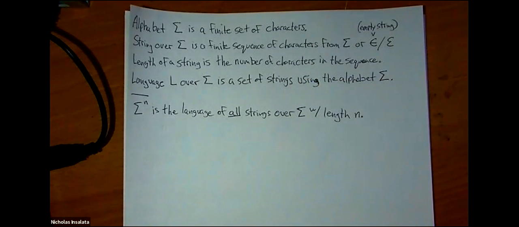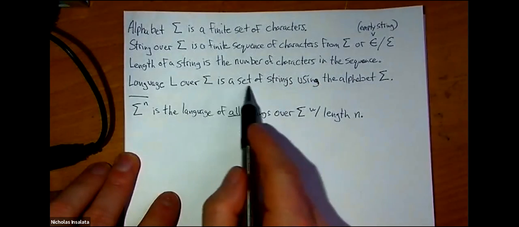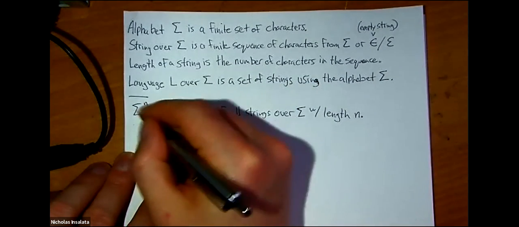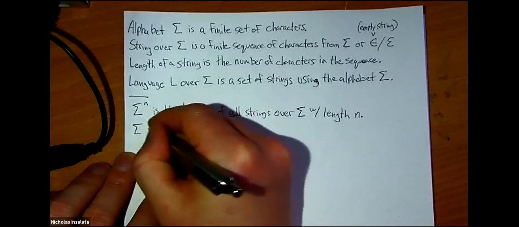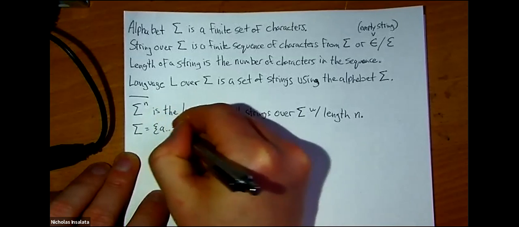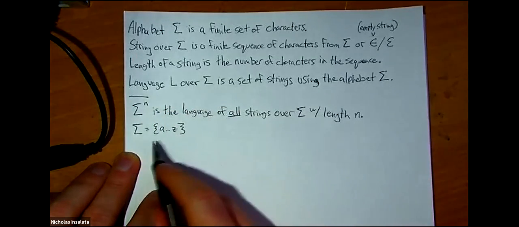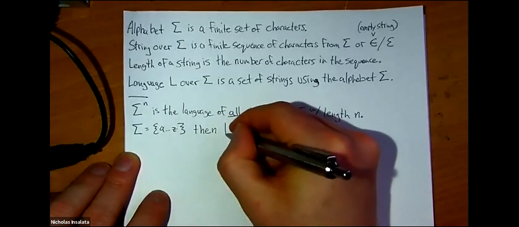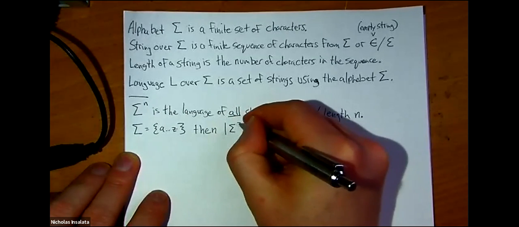Okay, so let's do an example. Now the language is a set, a set of strings. So what would be the size? Let me define my alphabet first. If my alphabet is the set A through Z, so all 26 letters, then what's the size of sigma 3?